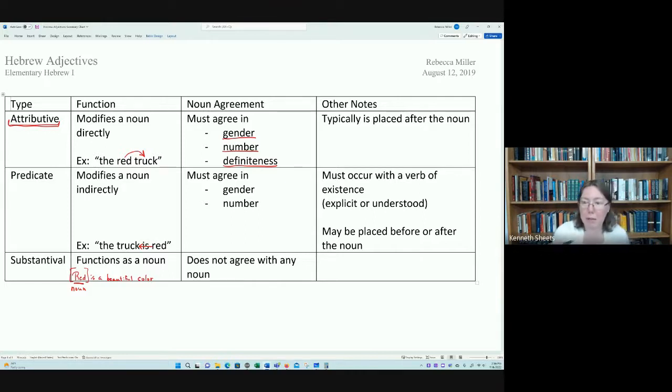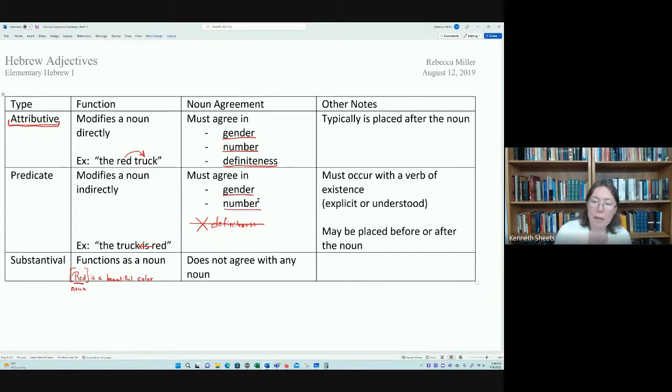And very often it's not unusual for an attributive adjective to be placed after the noun. Now, that's not a hard and fast rule, but it is fairly common. Then we also have predicate adjectives. Like the attributive adjective, the predicate will agree with the noun that it modifies in terms of gender and number, but not in terms of definiteness. So thus, if the noun is definite, the adjective will not be definite. And that is a feature of the fact that the adjective is part of the verb phrase instead of the noun phrase.